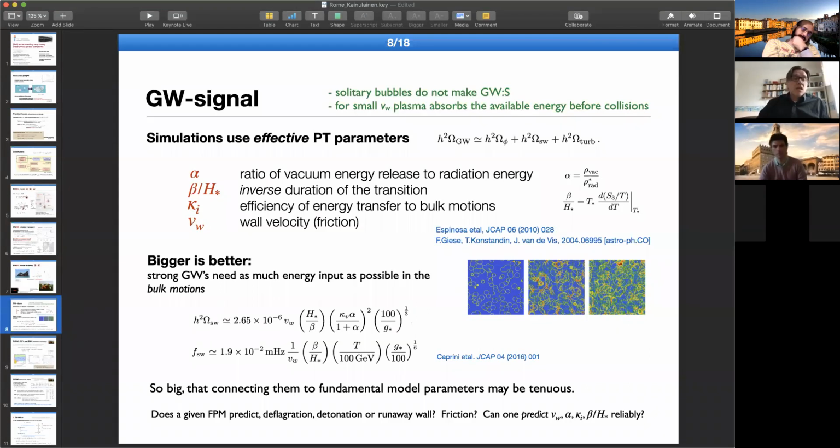And so for the rest of the talk, I want to concentrate on a particular calculation where these things are attempted to be calculated, for example, the alpha, which is essentially the latent heat divided by the radiation density. An attempt at calculating this. That's the content of the paper.